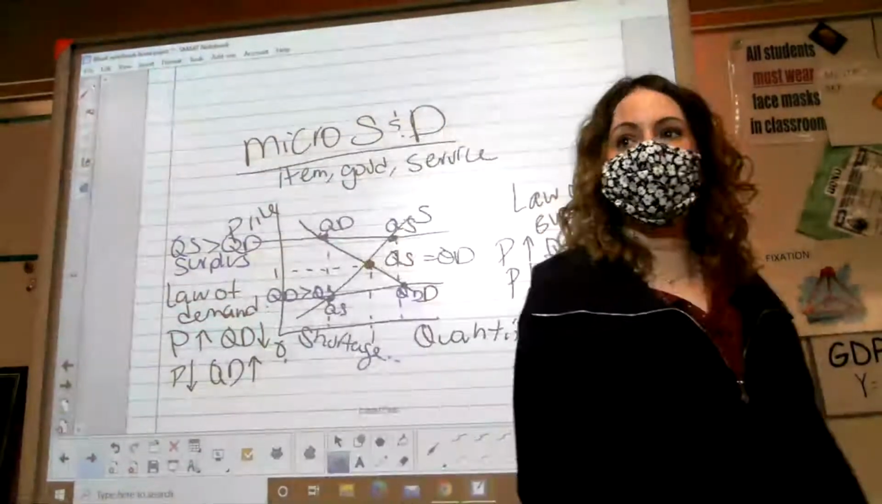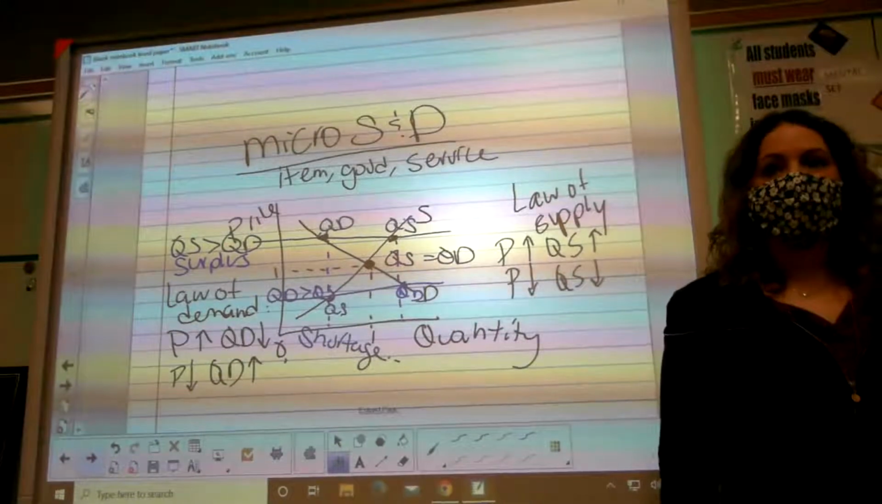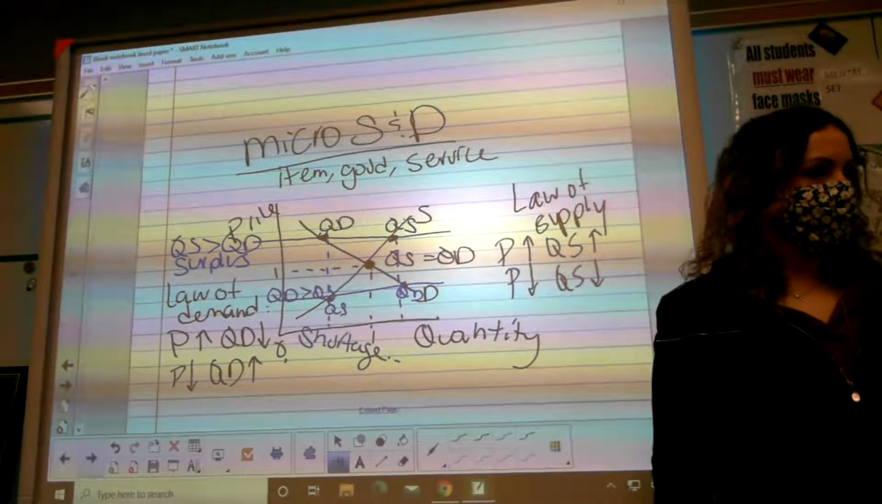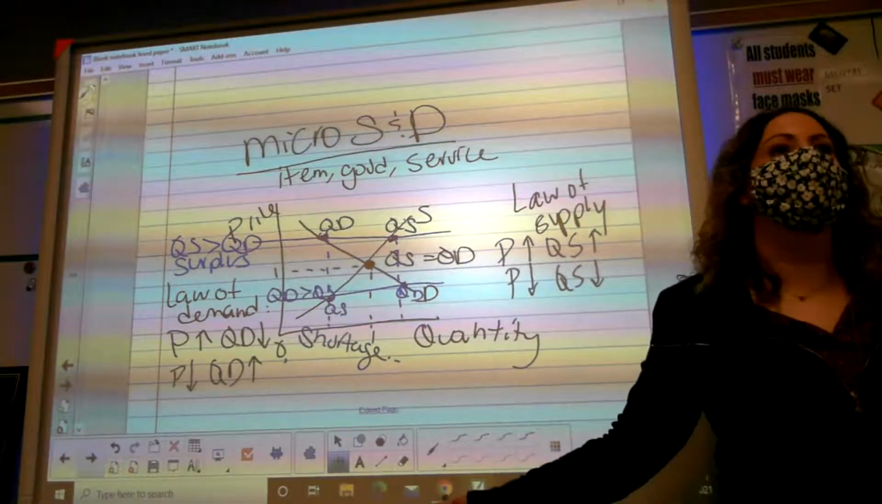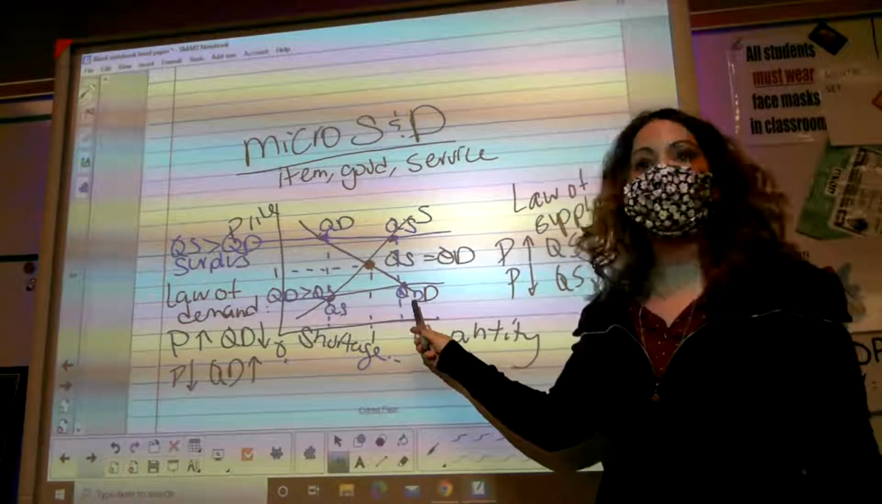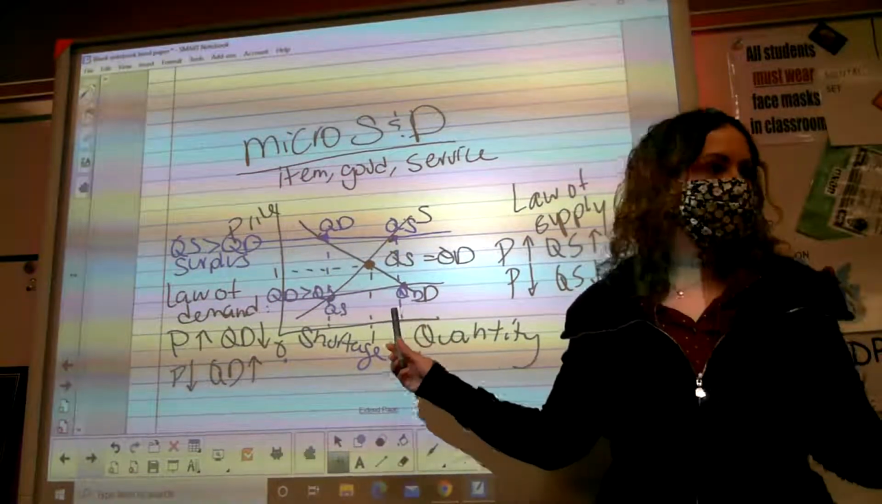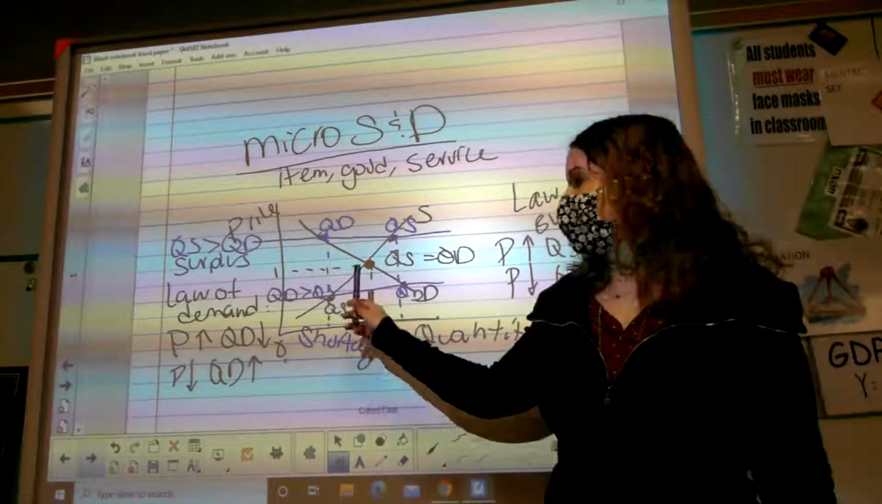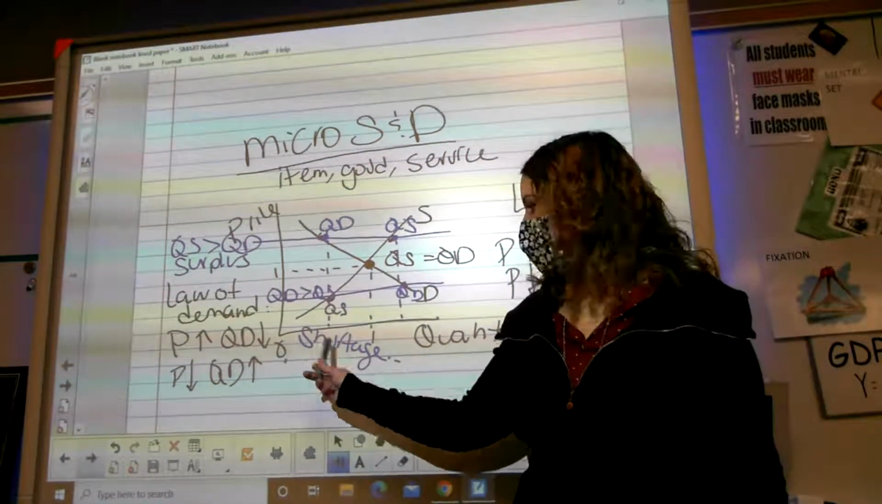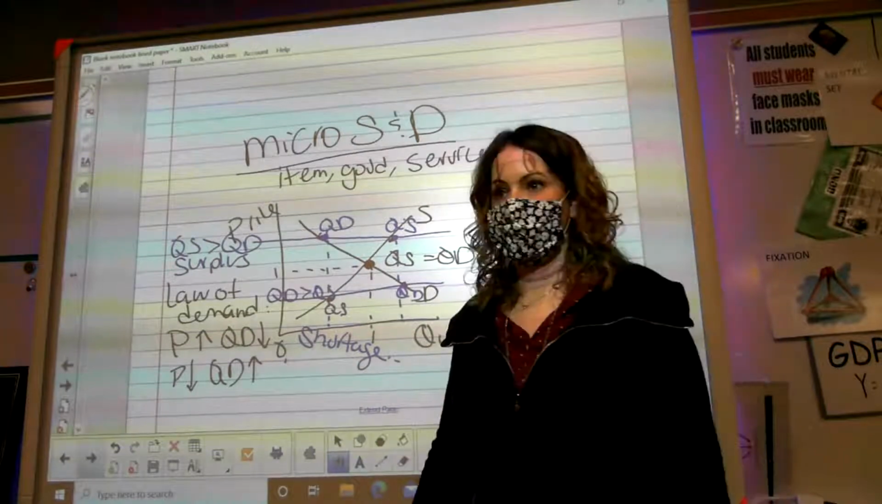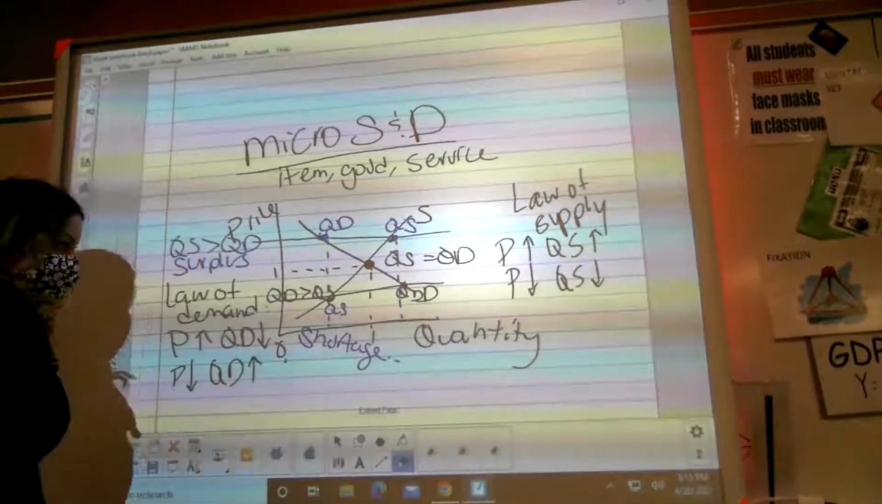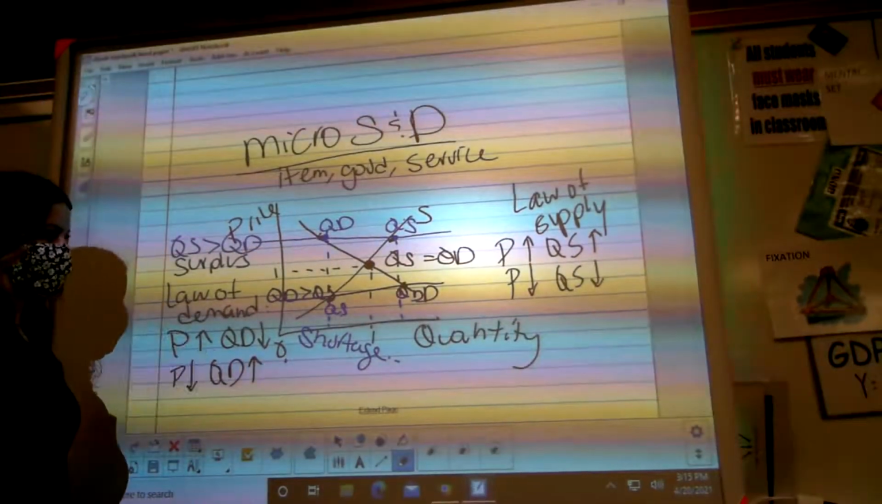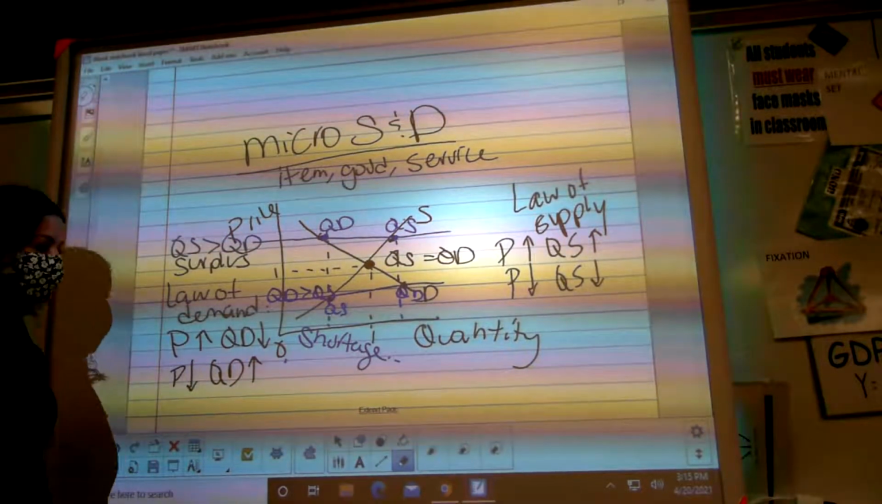Think about the freeze that we had and the shortage of power and electricity and water. There was so much demand for energy, gasoline, and water, and then there wasn't any supply of it really, and it creates a mass shortage. Of course, the price wasn't all that low either.